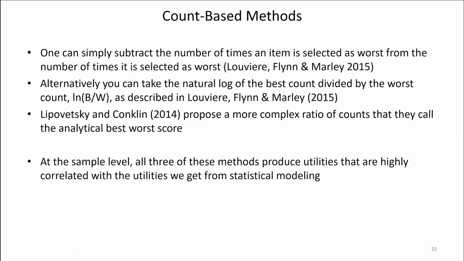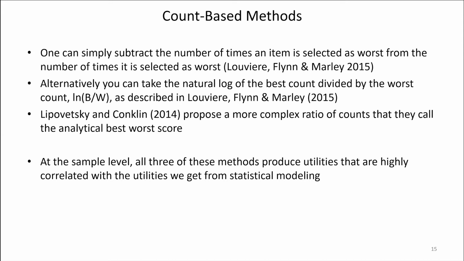Alternatively, later on, and there's a really good book about MaxDiff, or about best-worst scaling, by Louviere, Flynn, and Marley. I would encourage you to look at that book for everything the academics have to tell you about MaxDiff. I think it's really valuable. Another suggestion was that you could count the number of times an item was selected as best, divide it by the number of times it was selected as worst, and then take the natural log of that. That's another way of estimating utilities.